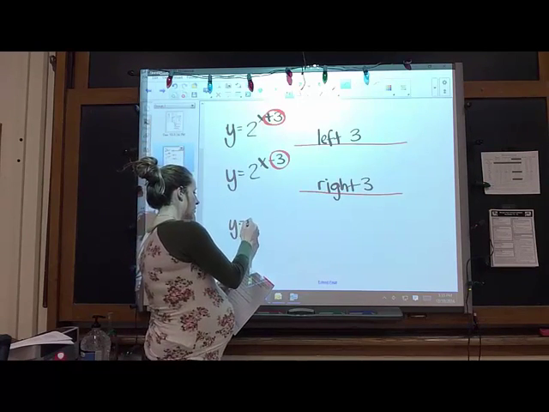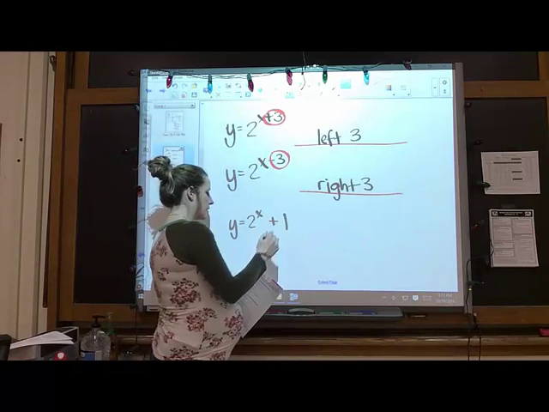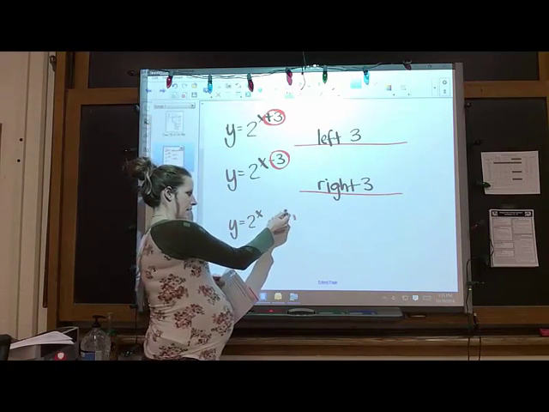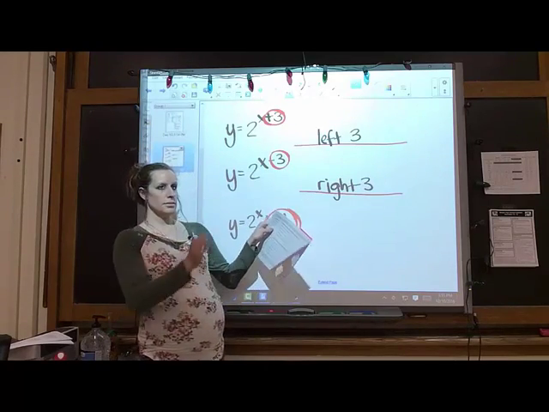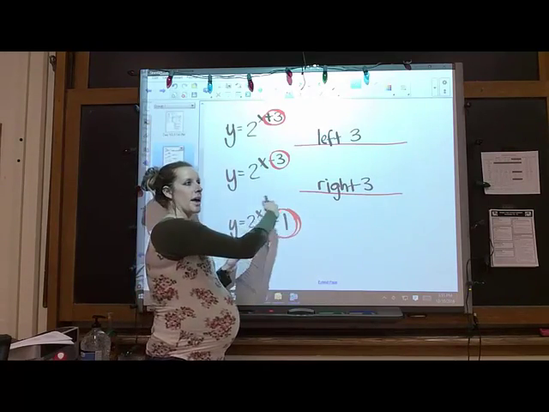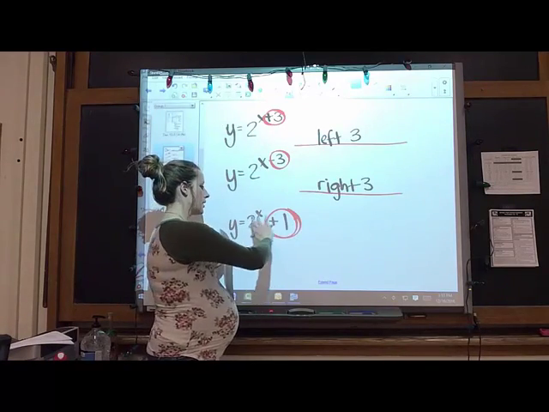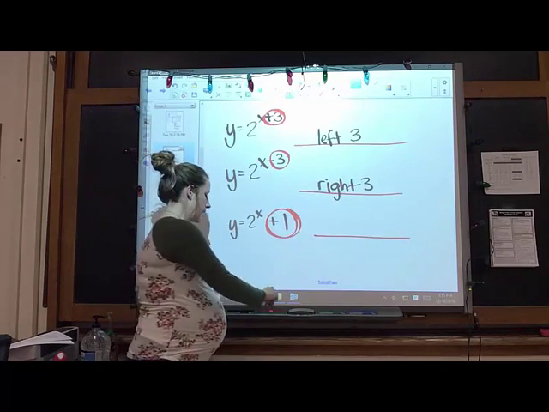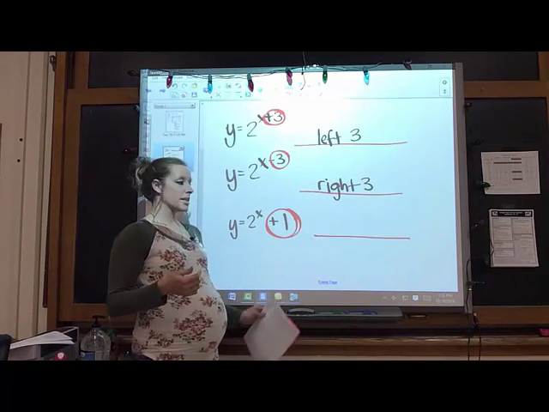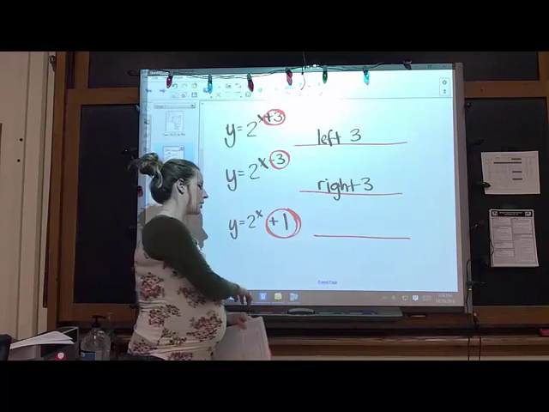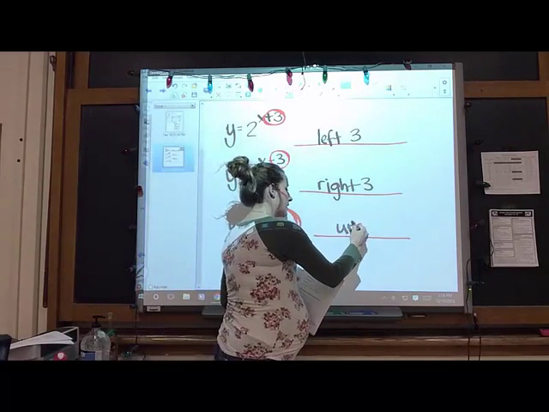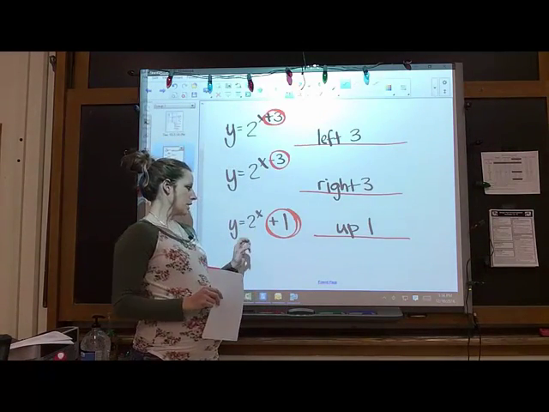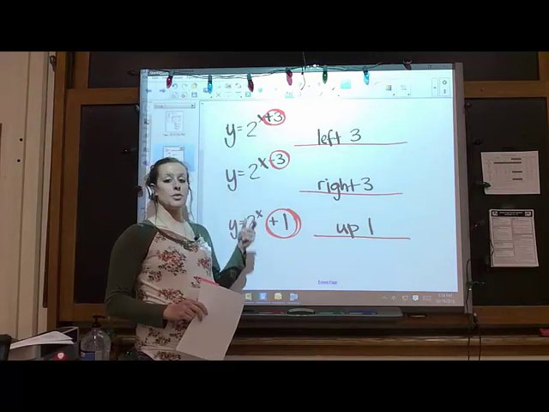Next one, y equals 2 to the x plus 1. Do y'all see how that plus 1 is a big number? It's at the end of the equation, out by itself. That's going to move it up or down, and it does exactly what you think. So if I say plus 1, it's going to move it up 1. If I say minus 5, it's going to move it down 5. So if you have a number at the end, it's going to move it up or down.